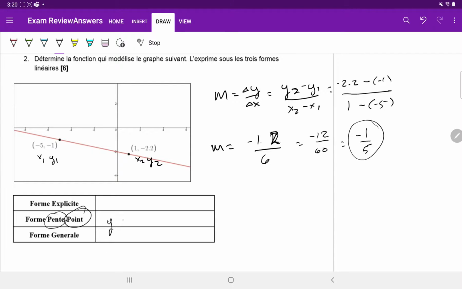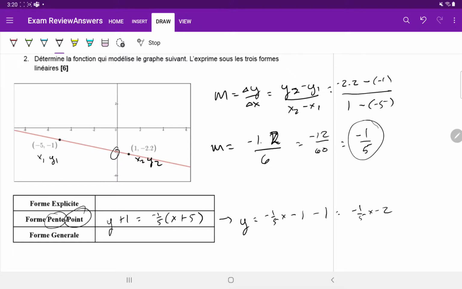So y minus a negative 1 would be y plus 1 equals negative 1/5, and x minus a negative 5 is x plus 5. If you keep the minus-the-negative, that's fine, but if we can simplify, we want to simplify. Then I'm going to rearrange for y to solve for my y-intercept. So y is equal to negative 1/5 x minus 1 minus 1, which gives me negative 1/5 x minus 2.